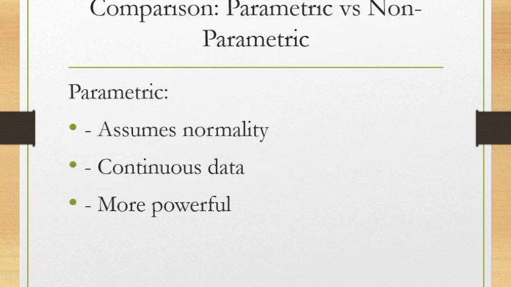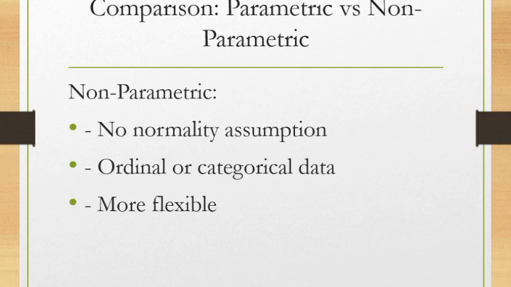Let's compare parametric and non-parametric tests. What are the striking comparisons between these two types of tests? If you have to compare them, what are the key differences to identify? Parametric tests, as we said earlier, assume normality. There is a normal distribution of data. And then we talked about the fact that the data has to be in continuous form. That is talking about interval or ratio level. And parametric tests are also more powerful than non-parametric tests because higher assumptions are met.